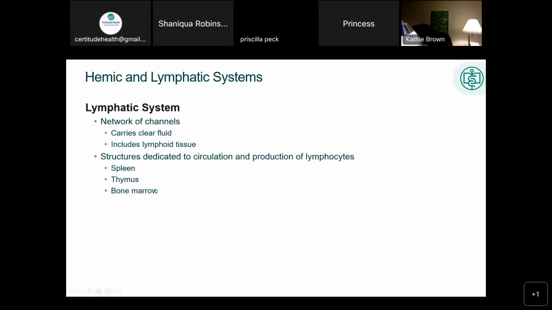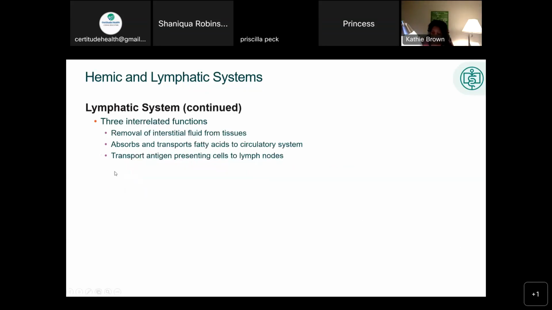Some of these organs, a lot of our organs have multiple functions because they operate in multiple systems. So our lymphatic system has 3 interrelated functions: the removal of interstitial fluids from tissues. It absorbs and transports fatty acids to the circulatory system, and it transports antigen presenting cells to the lymph nodes. Hence why our lymph nodes swell when it's trying to help our body fight off infection.